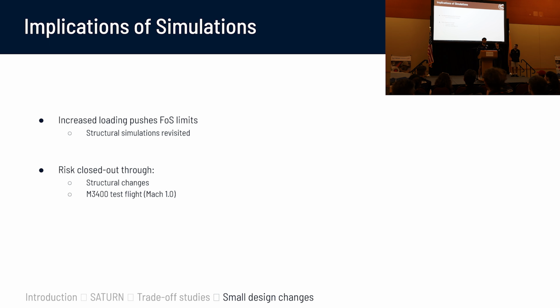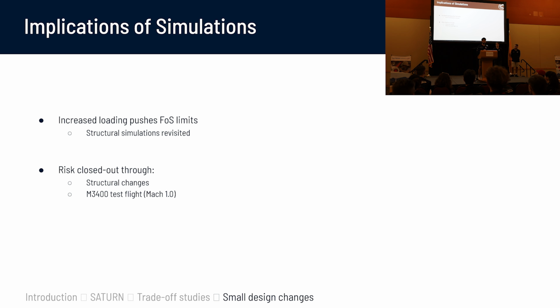With this increased loading, we were really pushing the factor of safety limits we had for bending on the vehicle that we generated from structural simulations. As such, we revisited those simulations with the updated loading, and we found that we were still within the factor of safety limits, but with relatively little margin. As such, we endeavoured to increase our margin and close out the risk in two other ways.